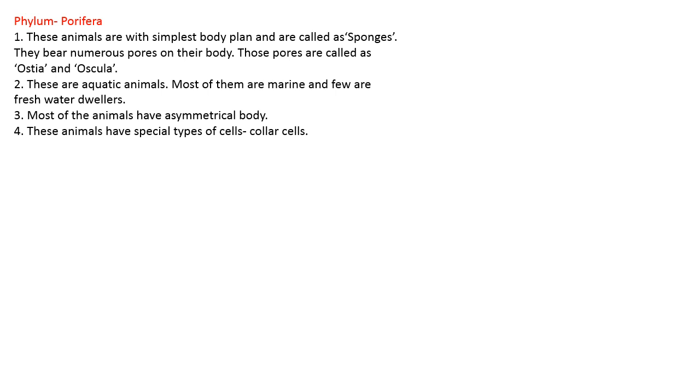These animals have a special type of cells called collar cells. These animals have special types of cells, which are called collar cells, which are covered with some cytoplasmic projections. Through that they may get sensations. So that is what the special type of cells called collar cells are.